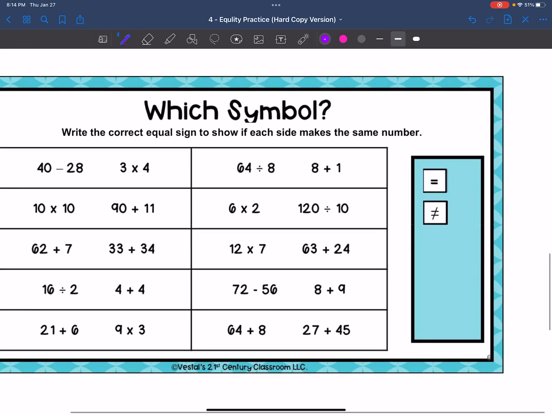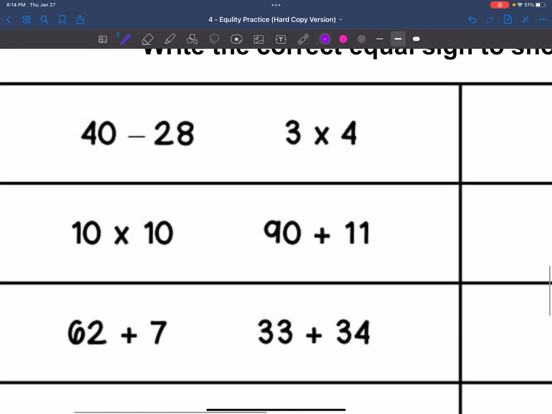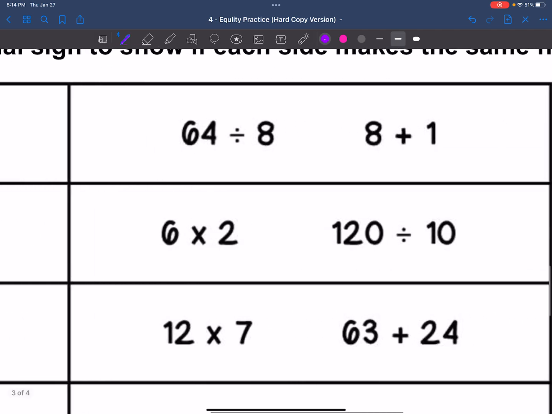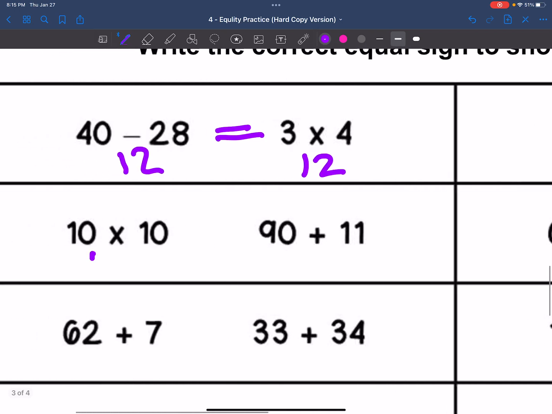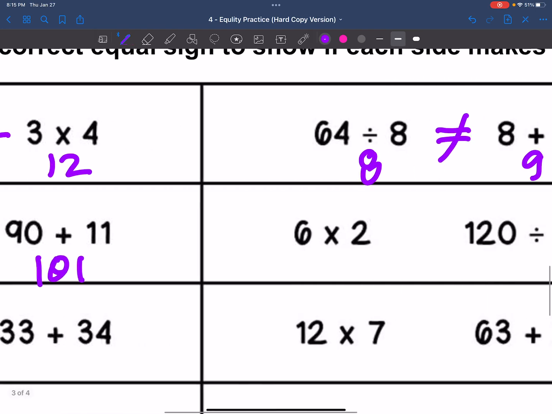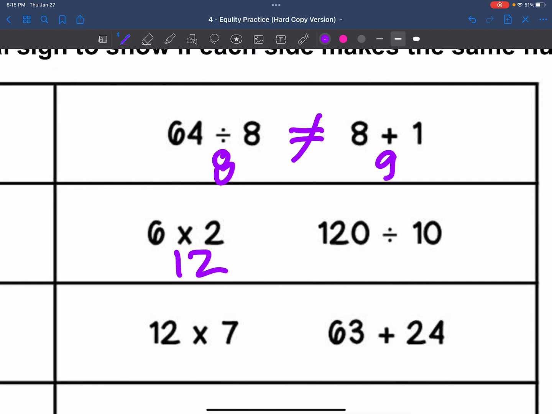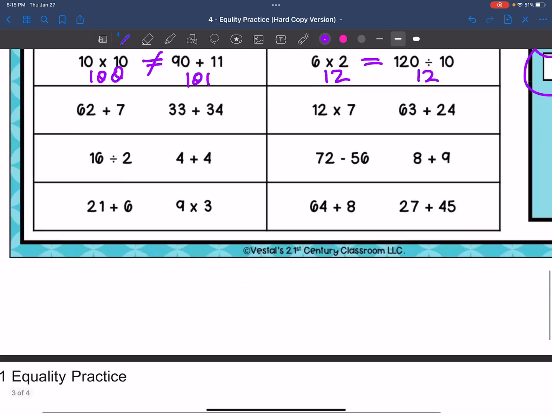All right, next slide, we're trying to figure out, are we going to use an equal sign or are we going to use a not equal sign? So 40 minus 28 is 12. 3 times 4 is 12. So these are equal. Next, we have to figure out 64 divided by 8 is 8. 8 plus 1 is 9. These are not equal. 10 times 10 is 100. 90 plus 11 is 101. So these are not equal. 6 times 2 is 12. 120 divided by 10 is also 12. So these are equal. We'll do the rest on your own.